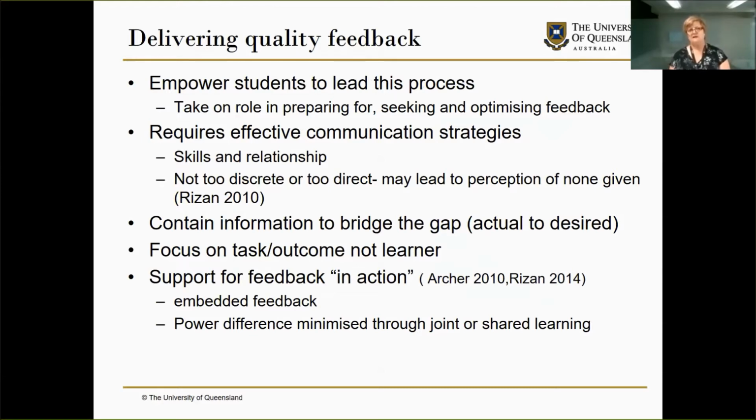Now, again, it's easier said than done. Many students, because of the perceived power differential that exists in the whole learning situation, are possibly reluctant to lead their own feedback and their own learning and drive that process unless they are supported to do so, empowered to do so, and given permission to do so in some cases. So we really would like you to create, through your feedback, the opportunity for the learner to take on the role of preparing for, seeking and optimizing that feedback.